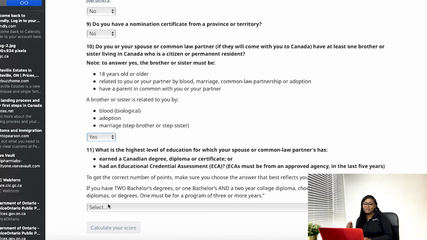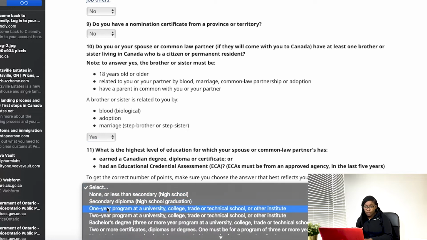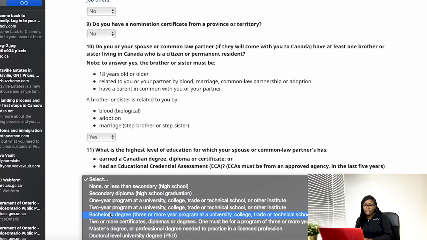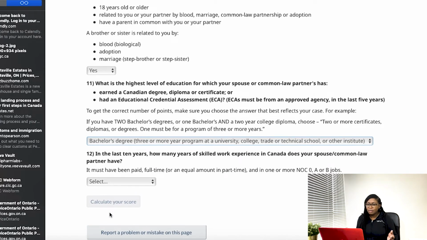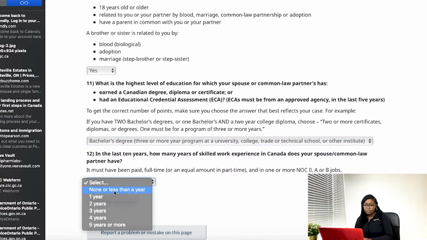All right. What is the highest level of education for which your spouse or common law has? If your spouse or common law has education back home like you do, it even gives you even more points. So I'm gonna go ahead and say they have a bachelor's degree. What are the chances we both have a master's? Very high, but I'm just gonna go ahead and say a bachelor's degree. So in the last 10 years, how much work experience does your spouse have in Canada? I'm gonna say none.